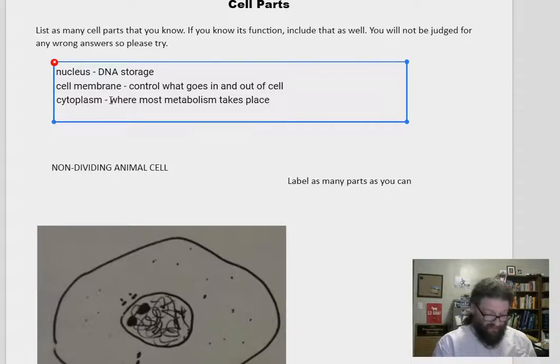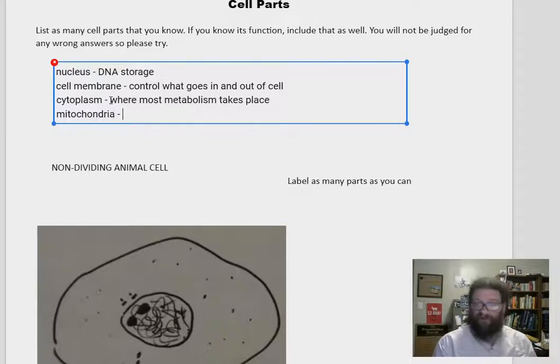I hope you did. In one of my classes, we even got to the mitochondria, which, middle school answer, powerhouse of the cell. What we need to know is that cellular respiration takes place there. And there's a bunch of other parts that you may well have come up with.